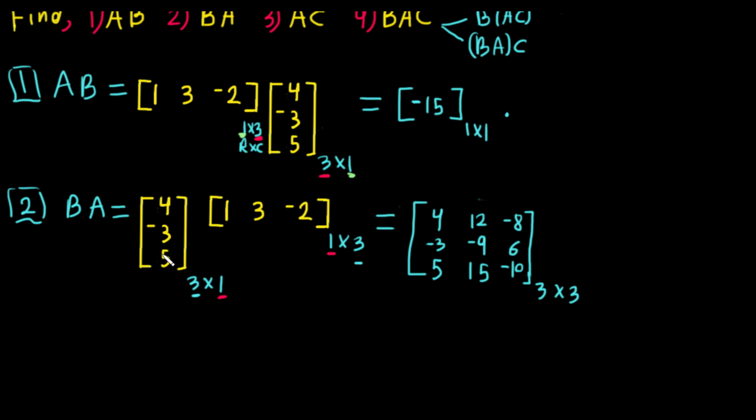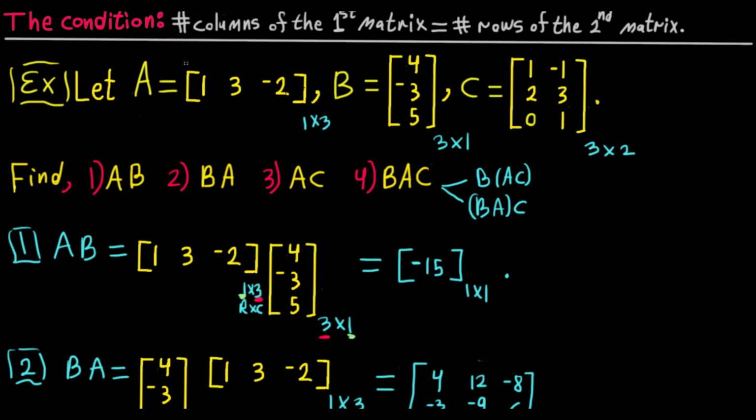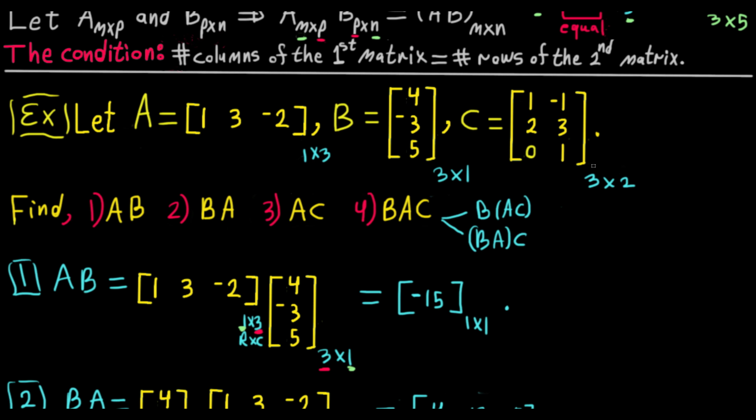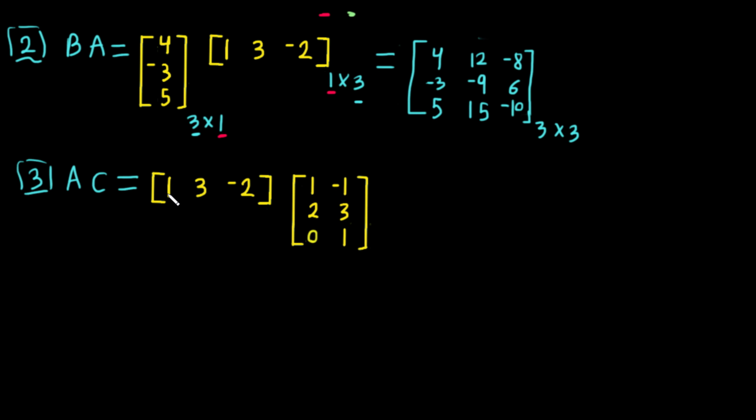Now we will solve the third question, AC. A, which is this one. C, which is this one. Here, this matrix A has one row with three columns. This matrix has three rows with two columns. Since these numbers are equal, we can multiply this matrix with this matrix. And the size will be 1 by 2.